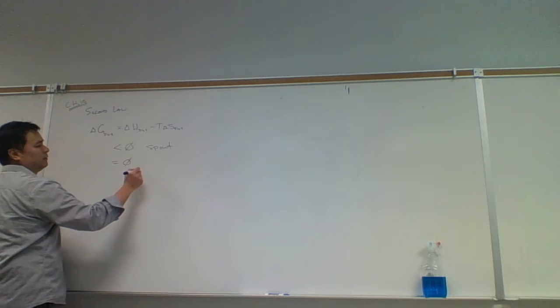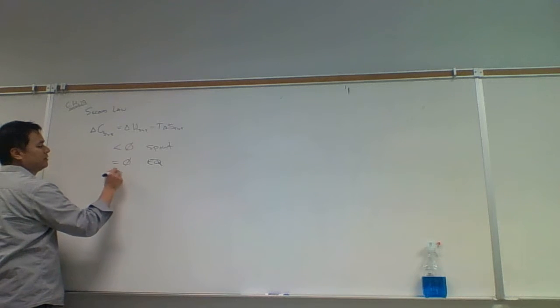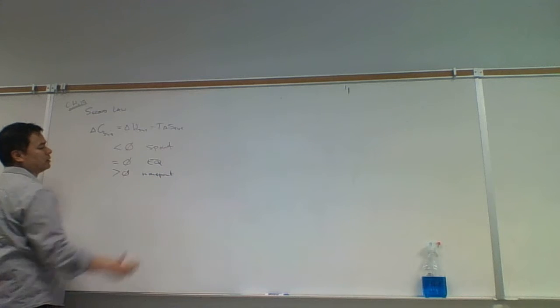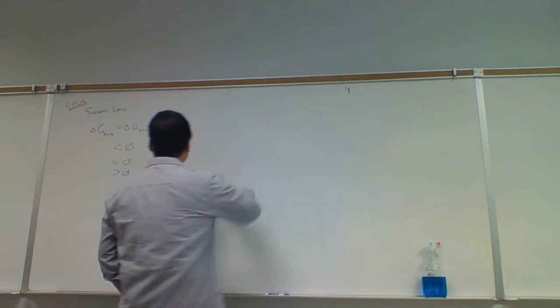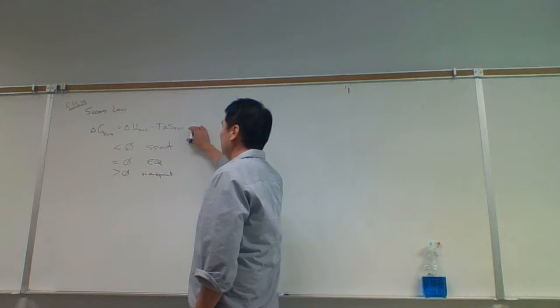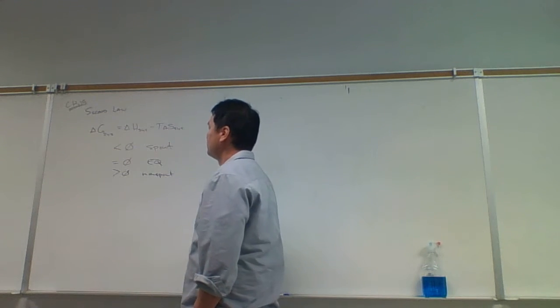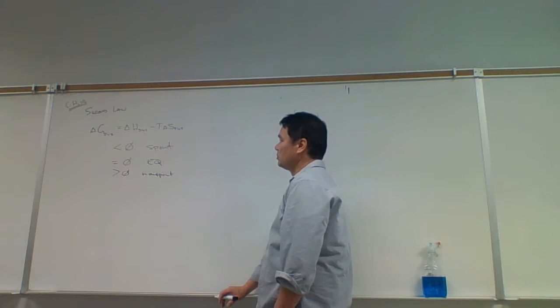The other is if it's 0, it's at equilibrium. If it's greater than 0, then it's non-spontaneous. The entropy of the universe must be decreasing in that case. It could be because of the system entropy, or it could be because of the surroundings entropy. All right, that's the second law.